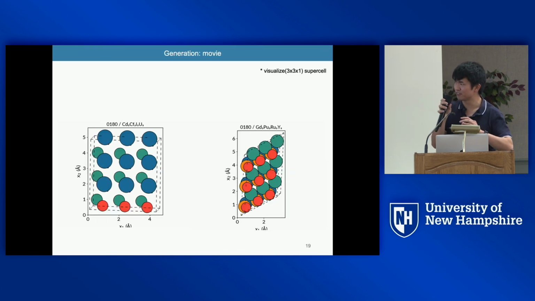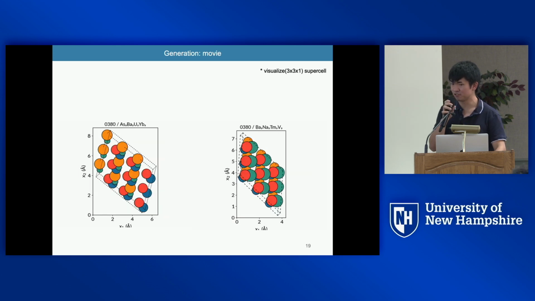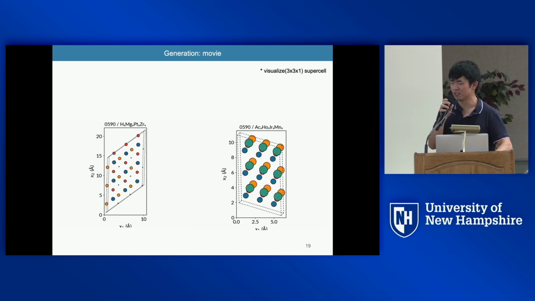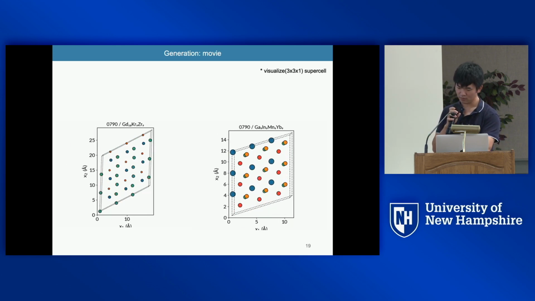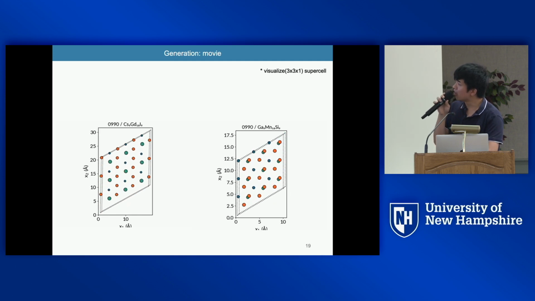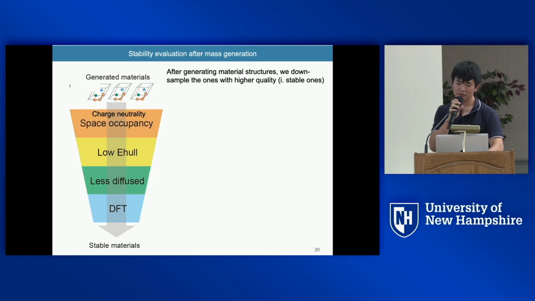This is how the material is generated through what we call the denoising process. We can see that a triangular and honeycomb lattice is finally generated. However, we need to do some screening so that we can select only some stable materials as candidates for the next, the experimental or more heavy, more detailed DFT calculation.